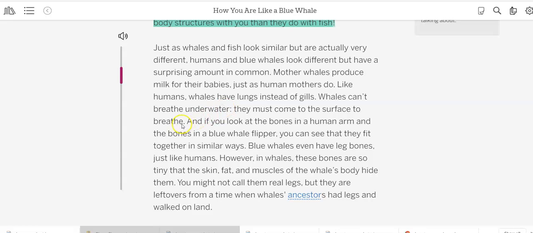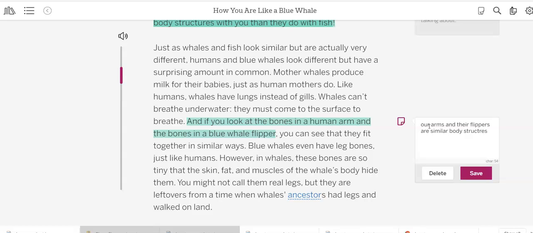Whoa. All right, back up. Gotta highlight that. Because right here, they are telling me that our arms and their flippers are similar body structures. So right here, I have made a connection from the passage to a vocab word, so I'm going to put hashtag connection.